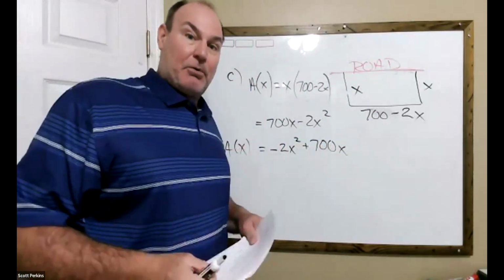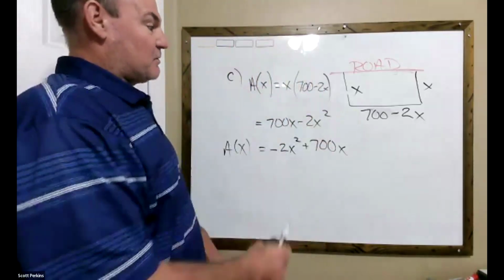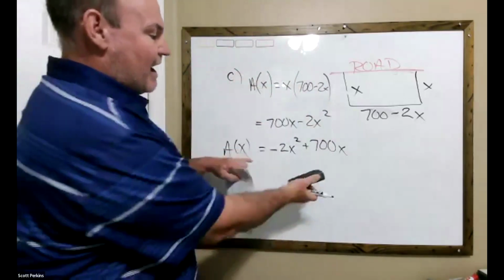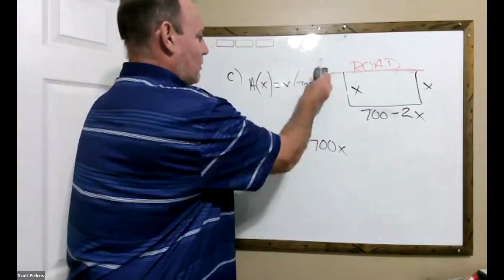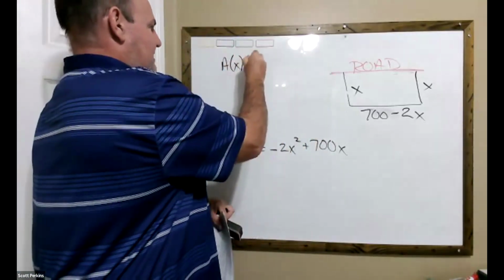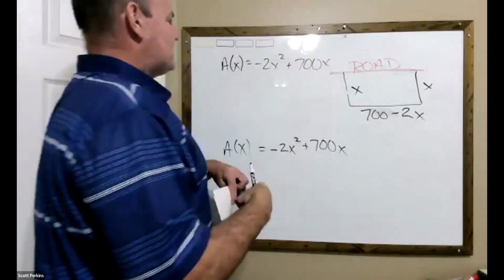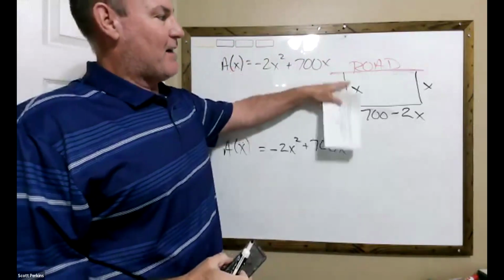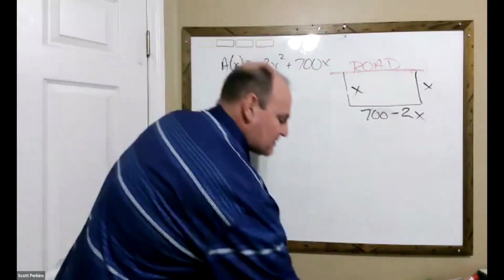That's the third part to the problem. The fourth and fifth parts to the problem are going to ask us to do things with this. So what I'm going to do is I'm going to erase, I'm going to transcribe my area function up here so I have it to work with. So A of x is equal to negative 2x squared plus 700x. That is the area in terms of whatever value I choose to build out from the road on this particular problem.